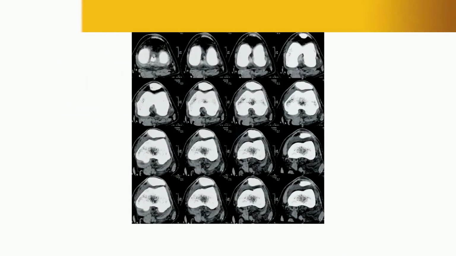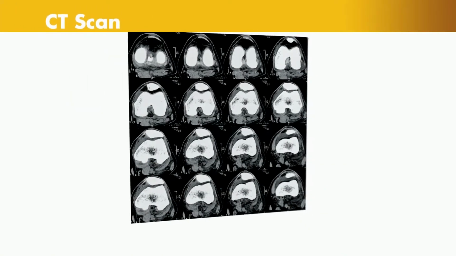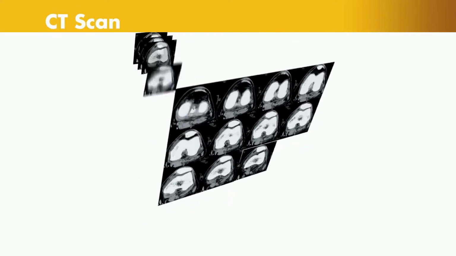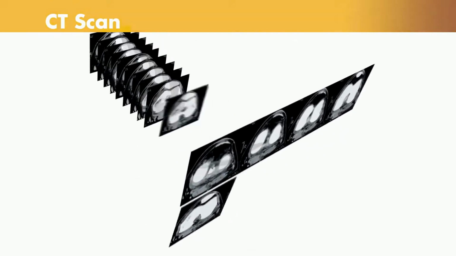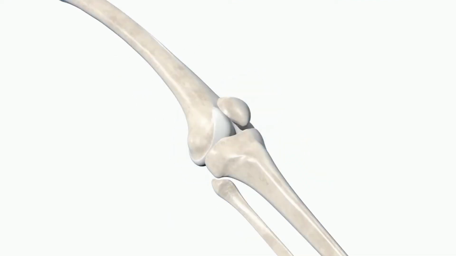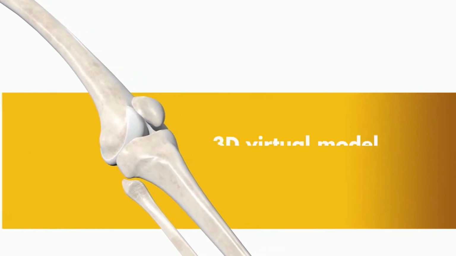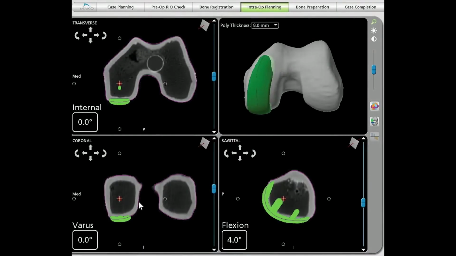It begins with a CT scan of the knee joint. A CT scan is a series of X-rays taken at different angles that can help surgeons see things that they can't typically see with an X-ray alone. The CT scan data is used to generate a 3D virtual model of the patient's unique anatomy. This virtual model is loaded into the MAKO system software and is used to create the personalized preoperative plan.